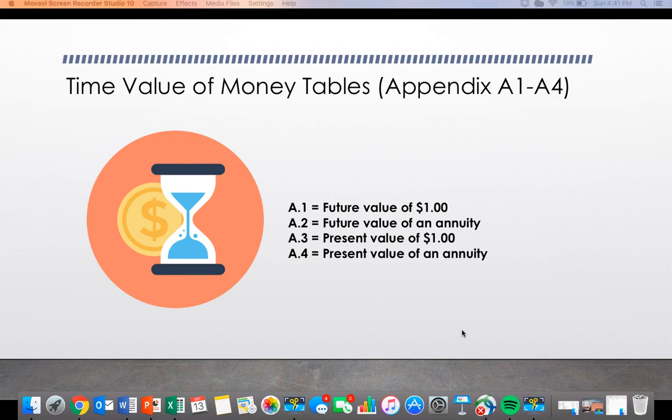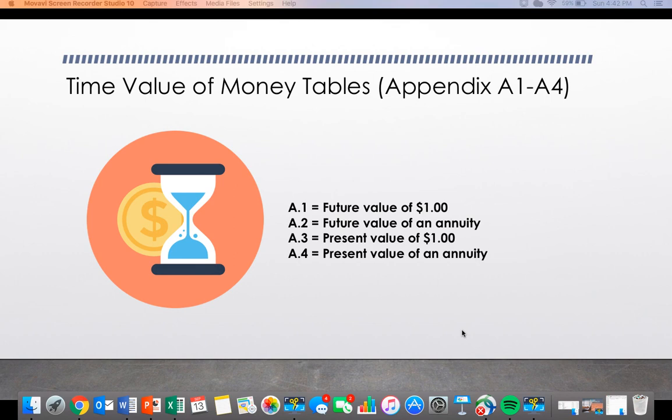Okay, so now we're going to switch gears. Now that we have a basic understanding of this concept of inflation, we're going to start identifying several different concepts that we can use to determine both the future value of money and the present value of money. And something important to mention here is that we're going to be using some tables from the appendix in your textbook in order to run a lot of these calculations.